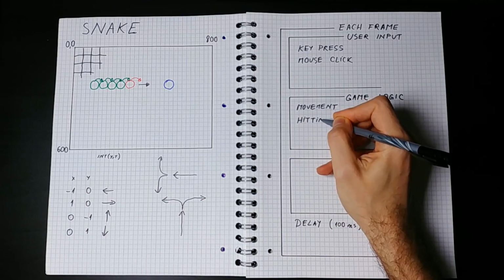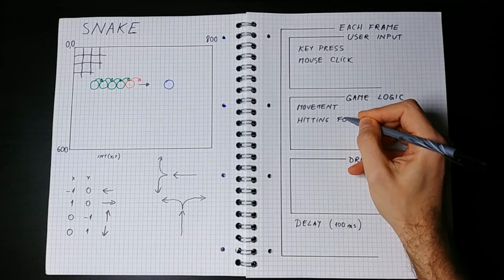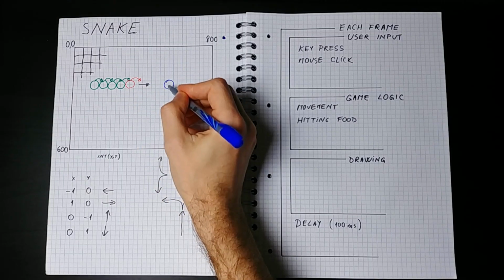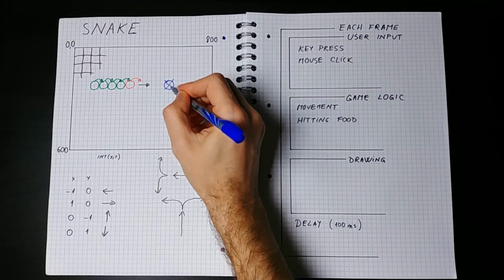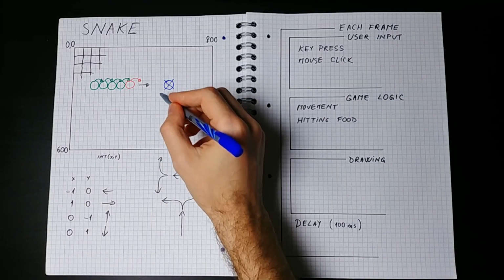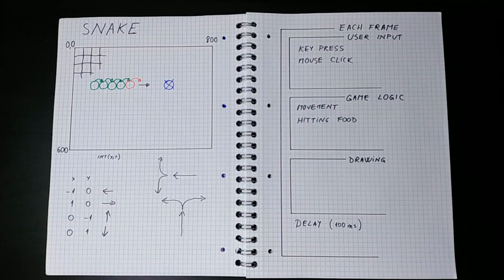The second item is checking if we are hitting the food. We can accomplish this by comparing the snake's head position with the food's position. If they are the same, we do 2 things. 1. We grow the snake. We do that by increasing the length variable by 1 and setting the position of the new last element to the old last element.